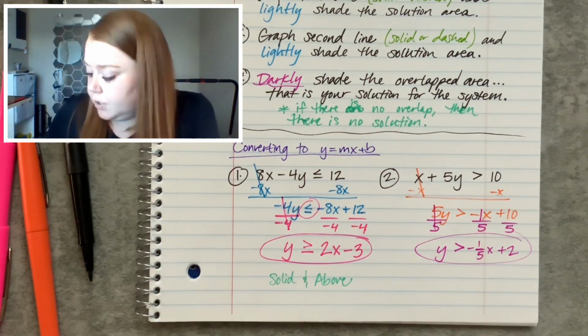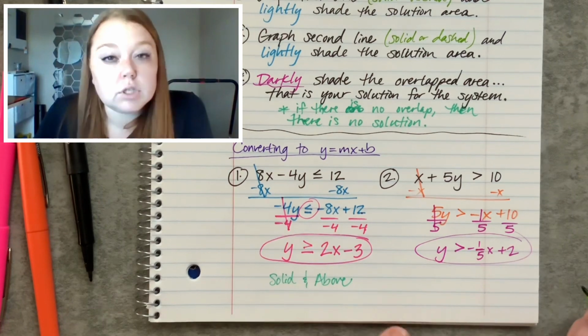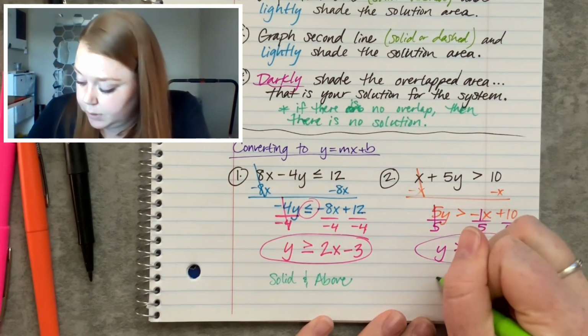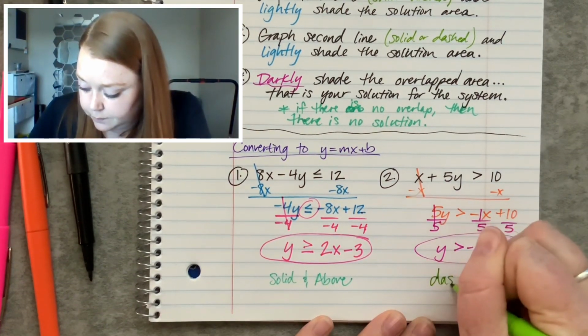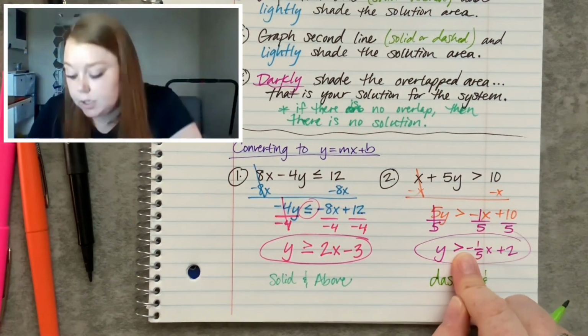So think about solid or dashed, above and below. The greater than symbol means strictly greater. So that would be a dashed line. And greater means shade above.